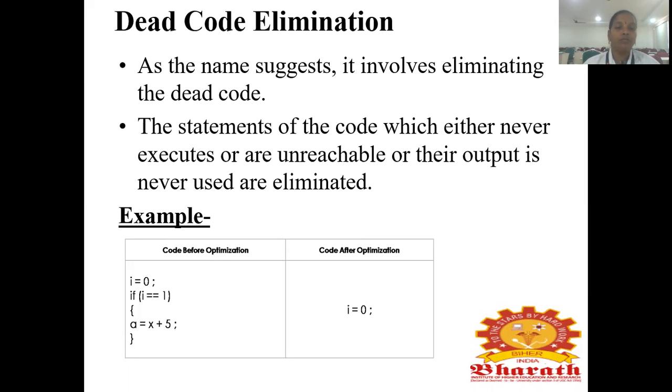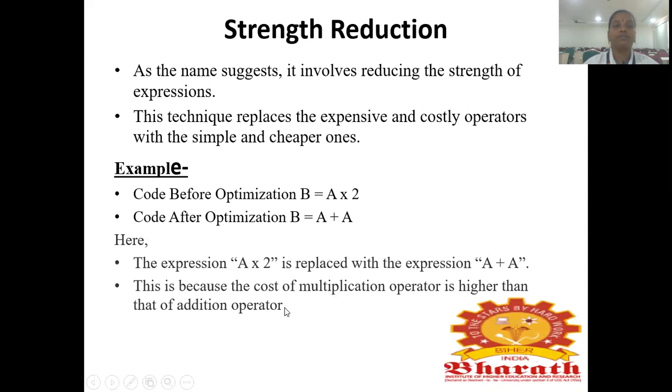For example, take a looping statement. I equal to 0, if I double equal to 1, that is comparing the values. If equal, it gets some output, otherwise I quit the loop. That is the before and after of dead code elimination.